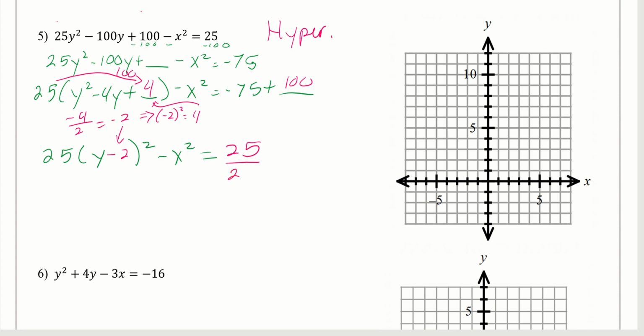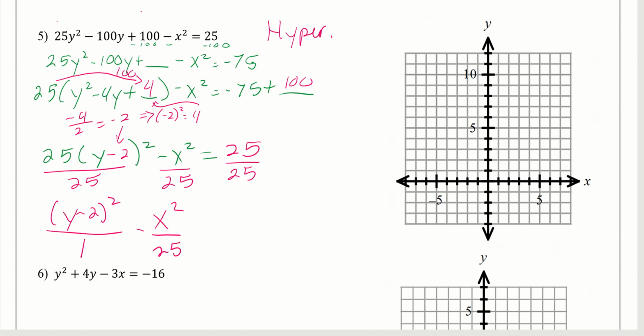Now I want to get this to equal 1, so I'm going to divide everybody by 25. So we end up with y minus 2 squared. It's 25 over 25, but I'm going to keep the 1 there just to remind myself. And then this is equal to 1. Now when I find my center on this guy, be careful because like I said, make sure the x and the y are in their correct positions. So my x is actually 0 and my y is actually 2. So right here.